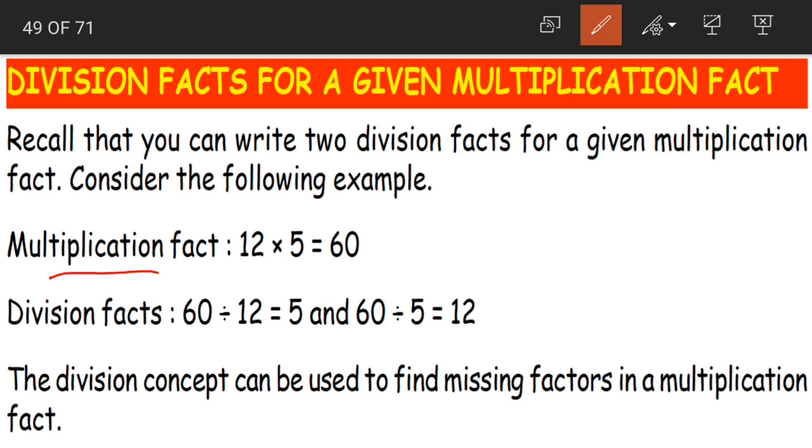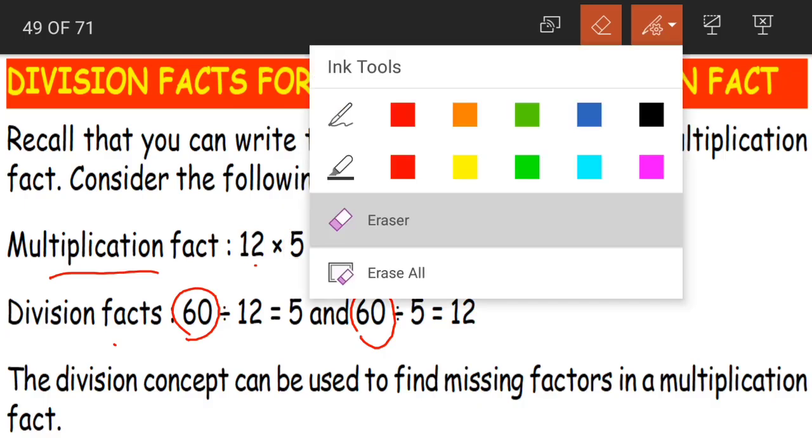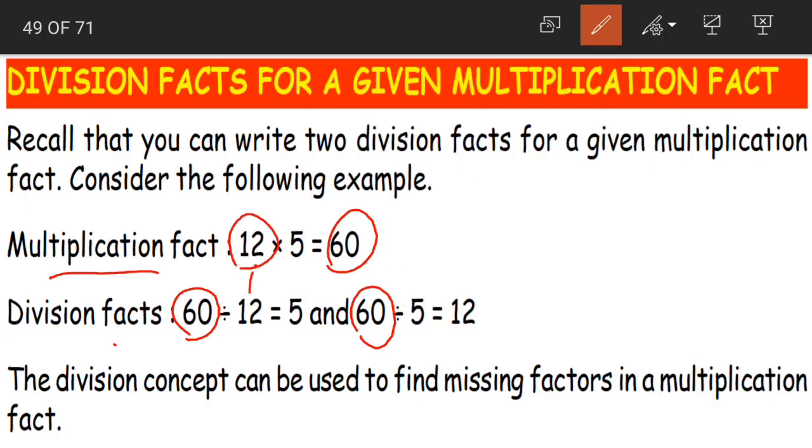Consider the following example. Multiplication fact: 12 into 5 is equal to 60. 12 5s are 60. Now what division facts can be written? The product is to be written first in both the division facts, children. Okay. Now 60 divided by, so first number is clear. Now divided by what? First if we take 12, 60 divided by 12, then the quotient becomes the other factor, that is 5. And if we divide 60 by 5, then the quotient becomes the other factor, 12.